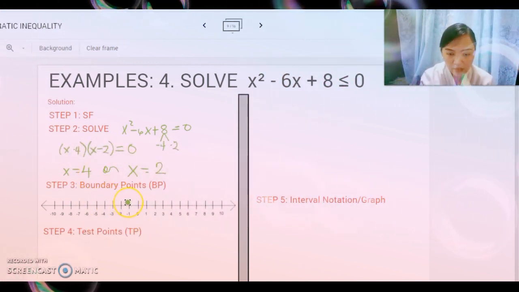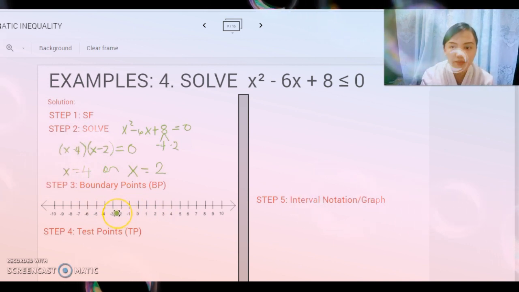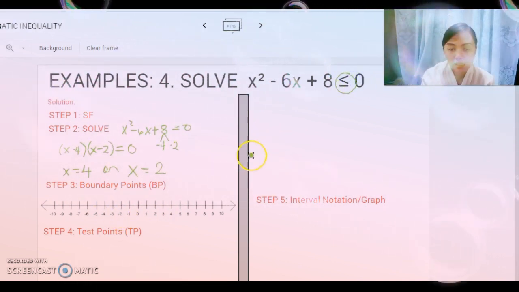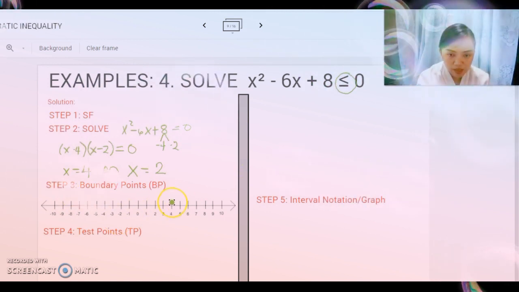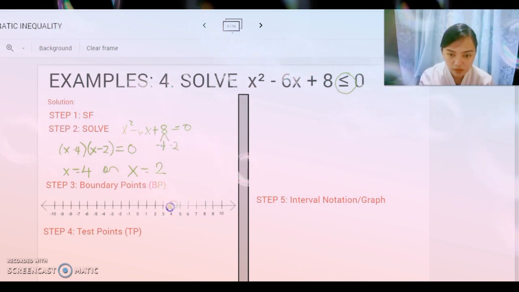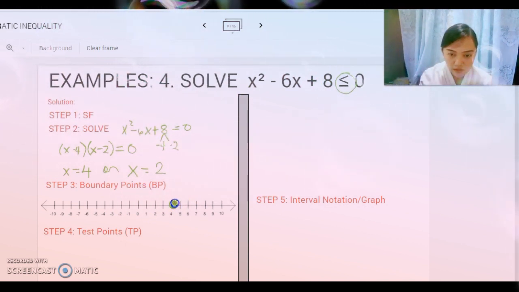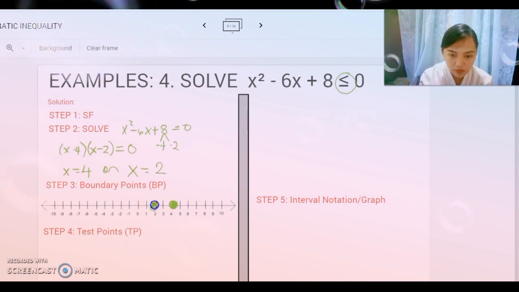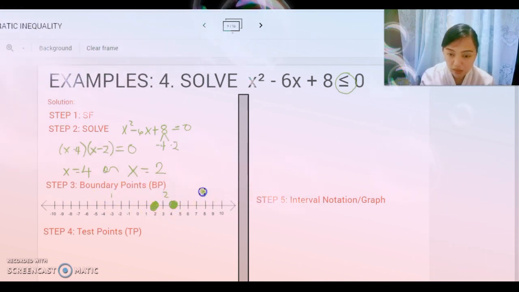Anong gagamitin natin, close or open circle? Okay, close circle because of this, less than or equal to. So we have positive 4, ito, bilugan natin. Close it. And the last one is positive 2. Okay. So here are the two regions. We have 1, ito, 2, saka 3.